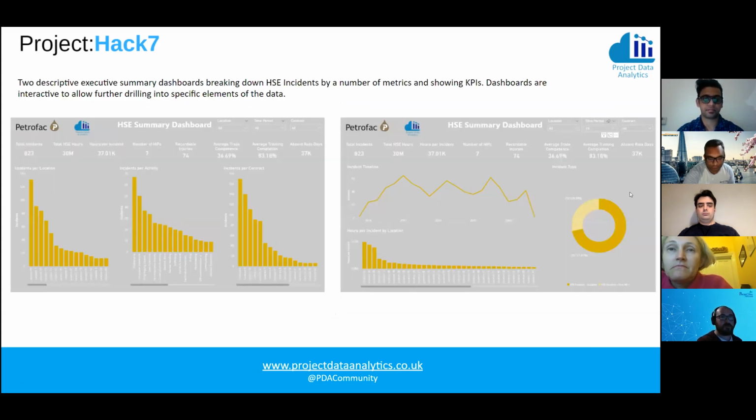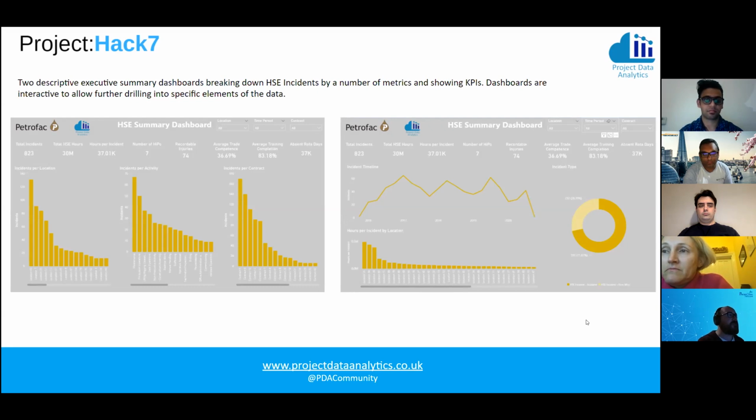So based upon the data modeling, we produced a suite of dashboards, the first two being executive summary dashboards. So here we're presenting KPIs of the data, as well as drilling into the number of incidents and breaking it down by features such as location, activity, contract, etc.